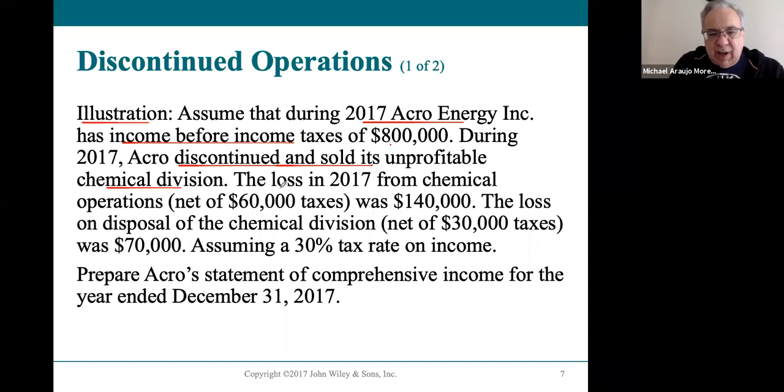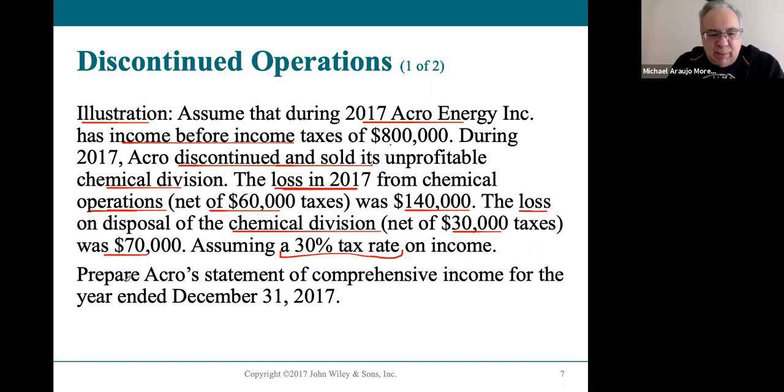First thing, you have a loss from closing the operations of $140,000 net, 60,000 taxes. Okay. So that's a loss from closing the operation on site. Then, in this case, you sold the entire division. So all the assets, everything of the division went to another company, and you took a loss on that of $70,000, net of a $30,000 tax. So both things happened in this case. We also have to assume in this case that we are going to have an income tax expense eventually, so we're going to use 30%.